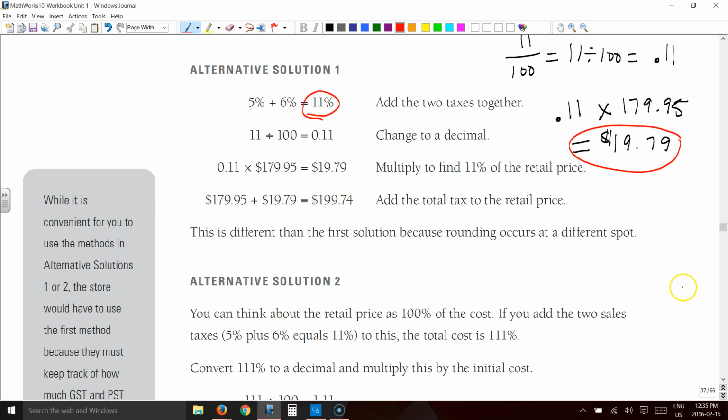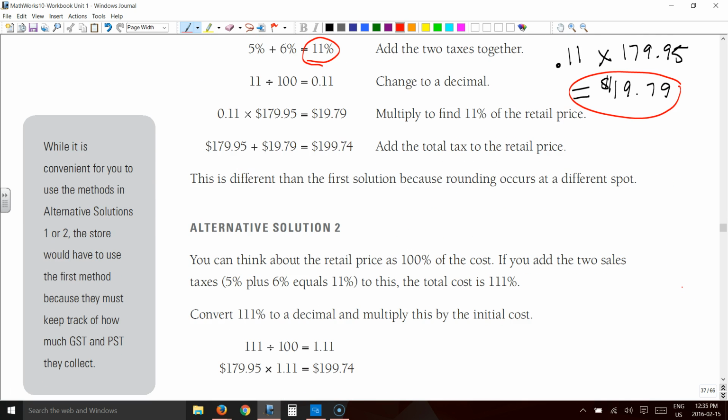All right. Now that we know it's $19.79 in total taxes at the rate of 11%, add that to the original amount, and we get 179.95 added together.